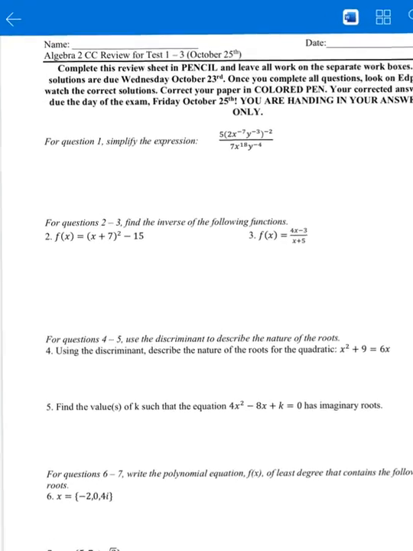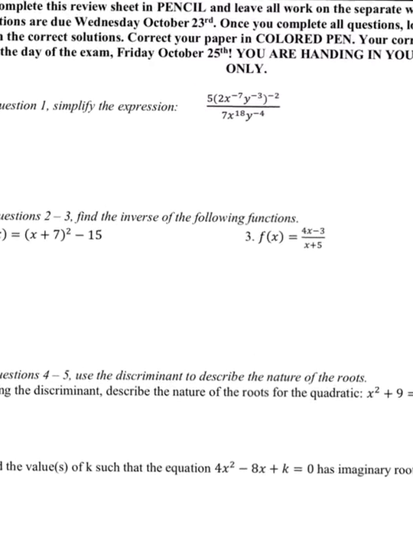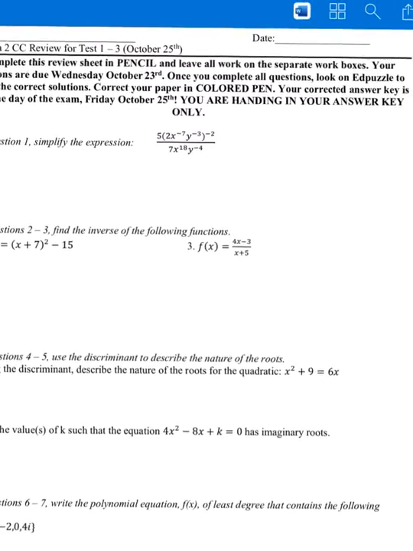October 24th. So for number one, we have one of those laws of exponents questions that have always been coming up, right? There's been one on every single test. Everything in that numerator is being raised to the second power, except for the 5. So I am going to write 5 times 2 to the negative second.